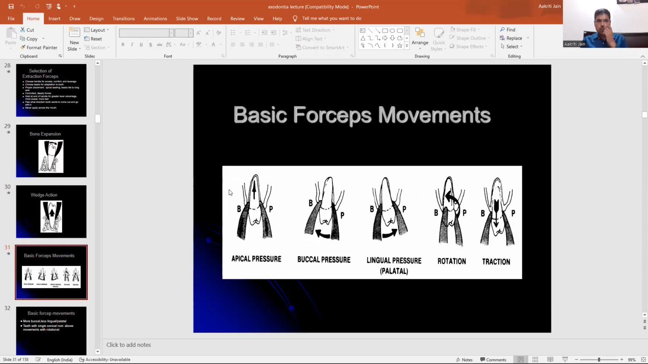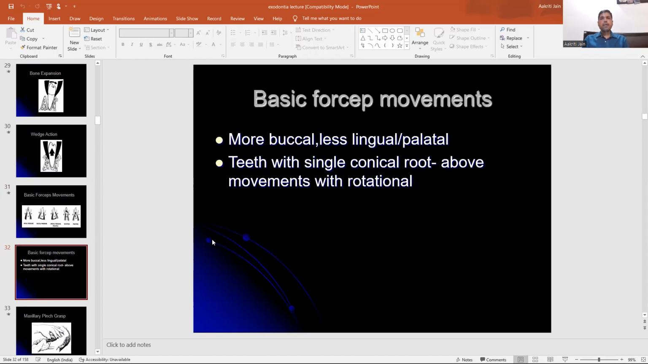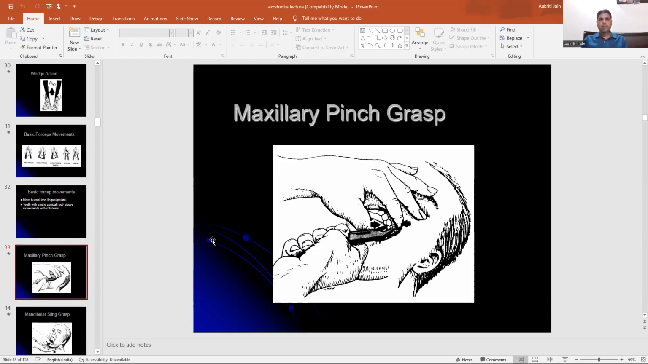Now the basic forceps movements comprise apical pressure, buccal pressure, lingual or palatal pressure, rotatory movements in case of single rooted tooth, and traction in which you have to pull it out. Just follow these basic principles in the movement of the tooth. Basic forceps movements are more buccally and less lingually. Teeth with single conical root, above movements with rotational forces.